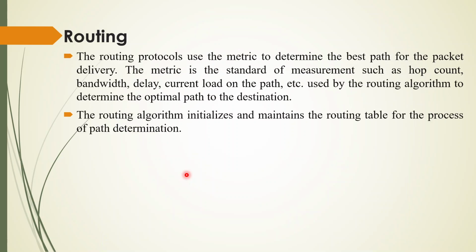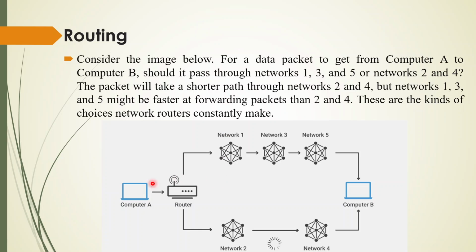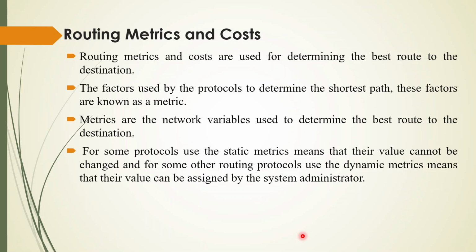We use the routing process for selecting the path along which the data can be transferred from source to destination. We have a sender A and receiver B, and between them multiple paths, from which we have to find the optimal path to send the packet. Routing metric and cost are used for determining the best route to the destination, so we can send our packet faster and optimally. The factors used by the protocols to determine the shortest path are known as a metric.